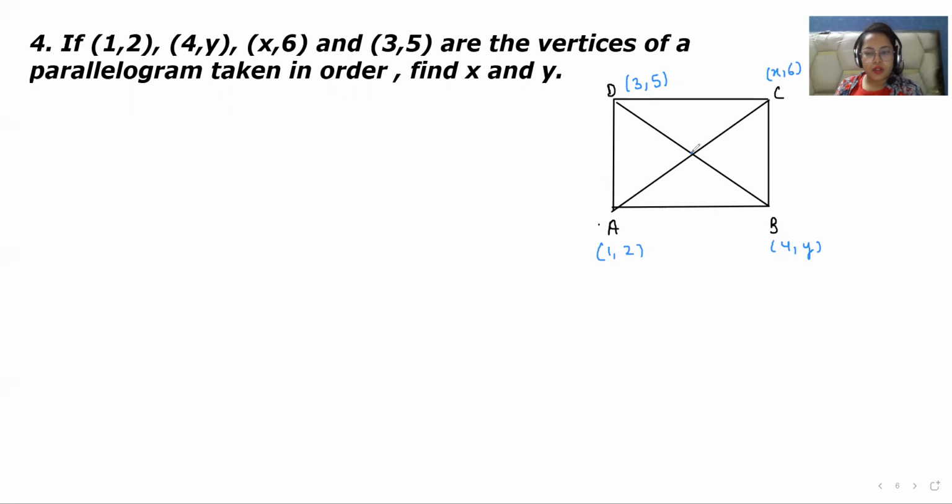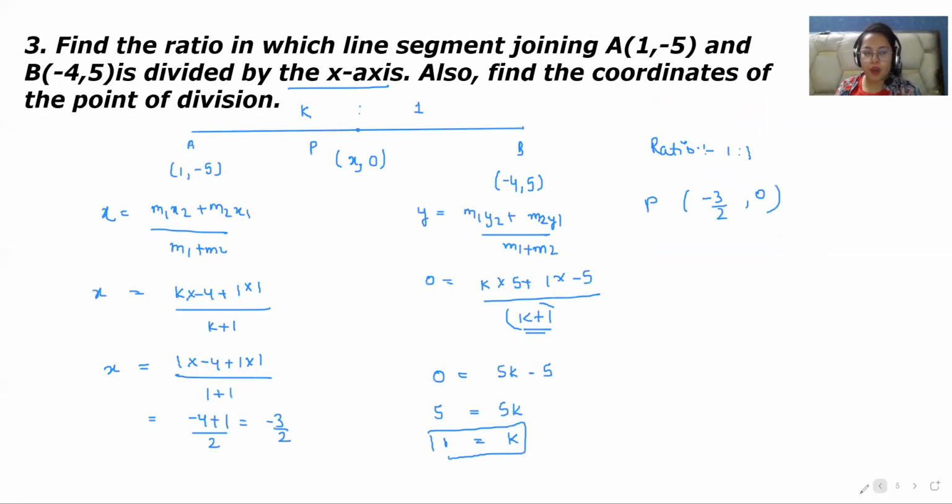So we know that in a parallelogram, the midpoints of the diagonals are equal. So that means the midpoint of AC is equal to the midpoint of BD. Right? So we have the formula of midpoint.